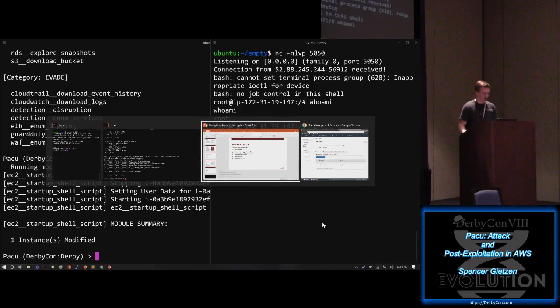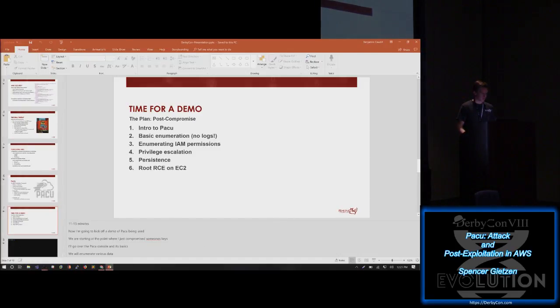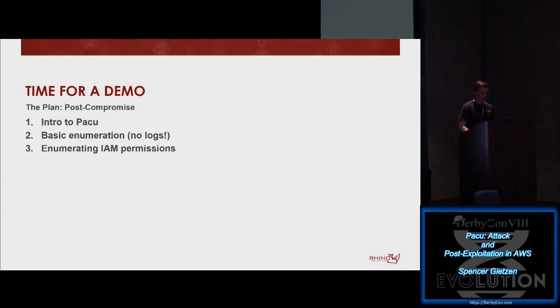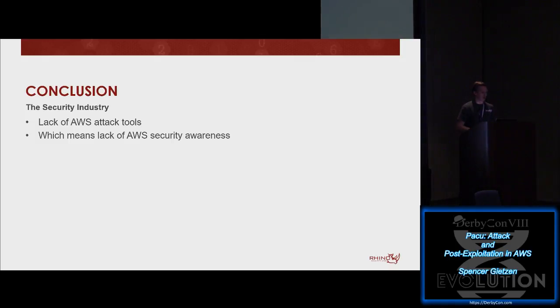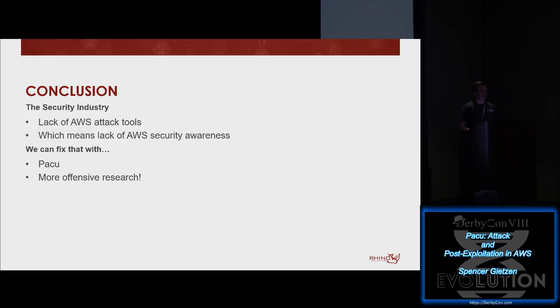So that wraps up the demo here. Pop back to the slides. Basically in conclusion, there's a lack of AWS security tools in the industry, and that means there's a lack of AWS security awareness because people don't know what's possible in their environments. They don't know what the features can do. We're going to try and solve that with Pacu. That was the goal, and more offensive research from myself and hopefully from the community as well, and make it easier to understand what's going on and easier to secure your environments.